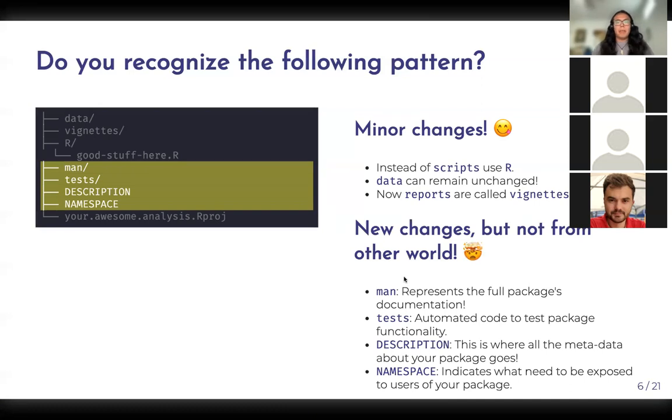That is create a man folder that would represent the full package documentation, but you don't need to worry since always that you write code, you write comments about what the parameters do and things like that. So R is intelligent and generates this for you, so that you don't really need to worry about it. Then you need to write tests. A test is automated code to test your package functionality. You already know how to do this.